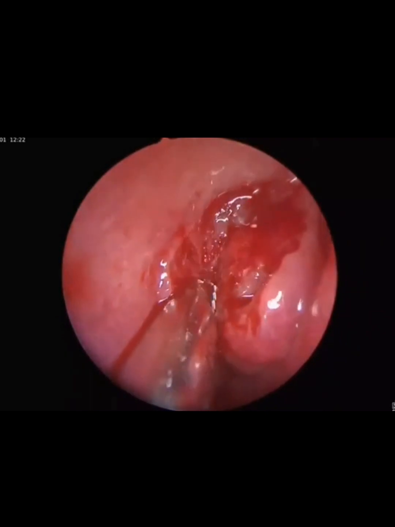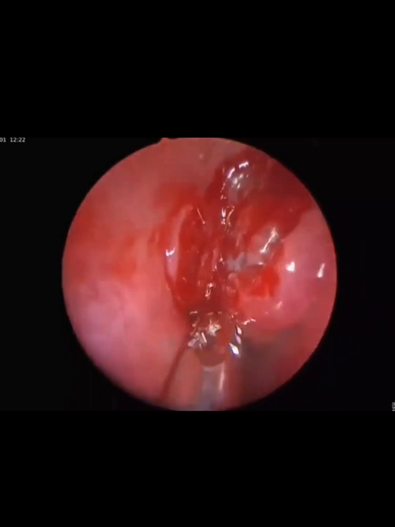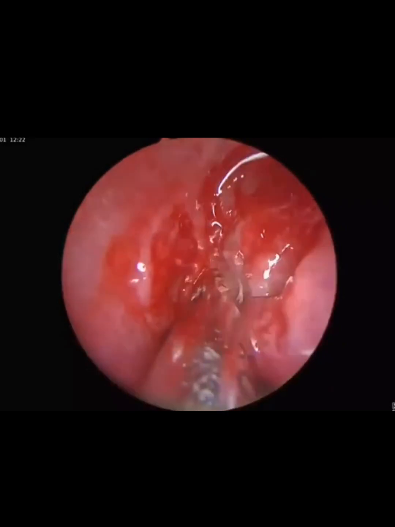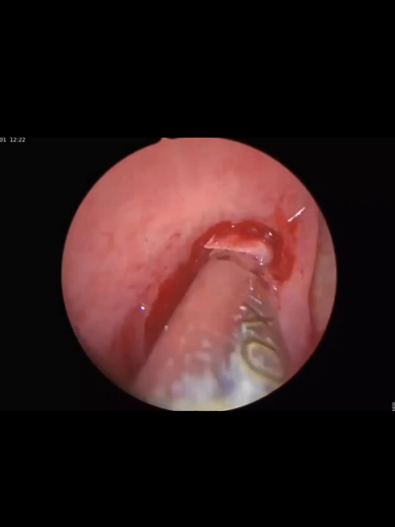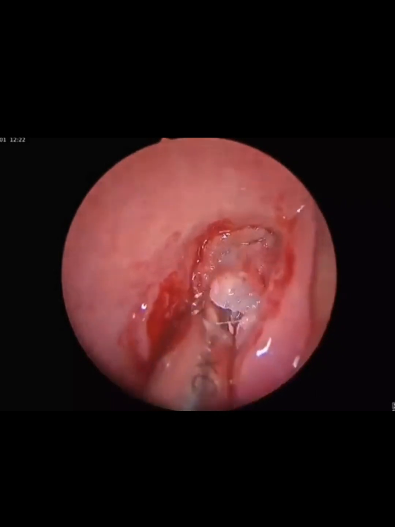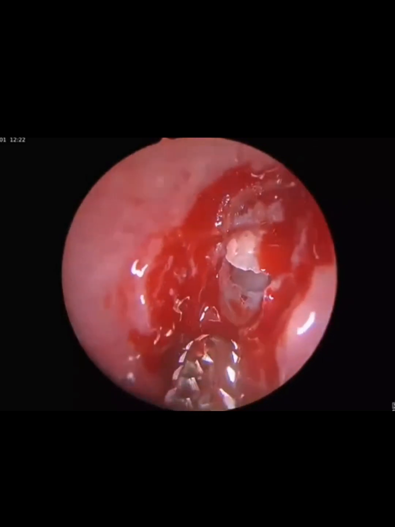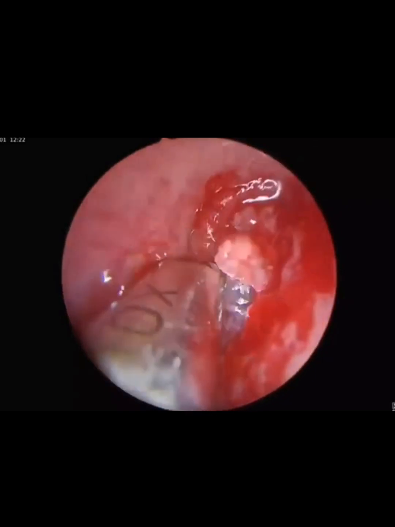And always irrigate while using the debrider, to clean the blood. Hitesh bhai, Manoj here. Is it normal saline or warm saline? No, routine saline, sir, normal saline. No warm saline.